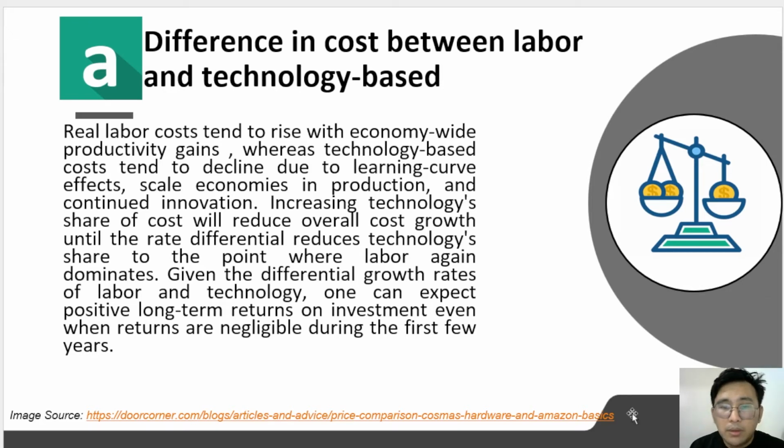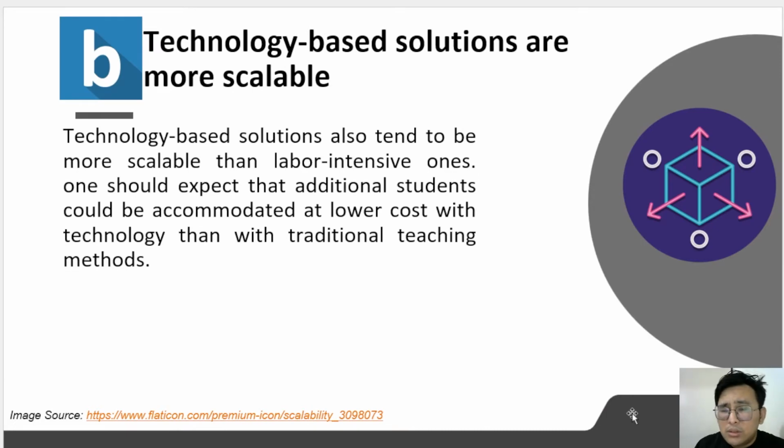The second one is that technology-based solutions are more scalable. This is what we need to understand, because technology-based solutions also tend to be more scalable than labor-intensive ones, because labor is something that we do commonly and generally. Nothing changes. Even when we do, for example, academic work, when we learn, we do it repeatedly year after year. That's why it doesn't really scale into something else.